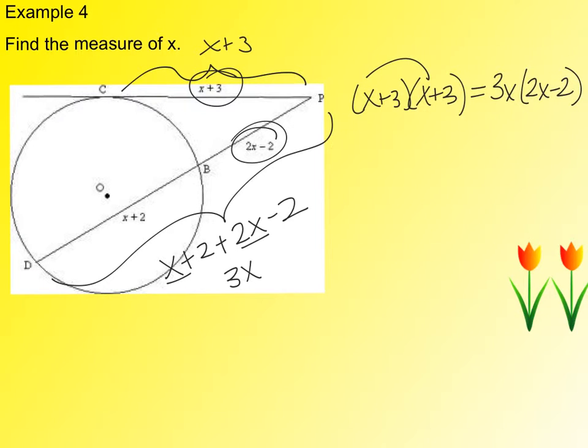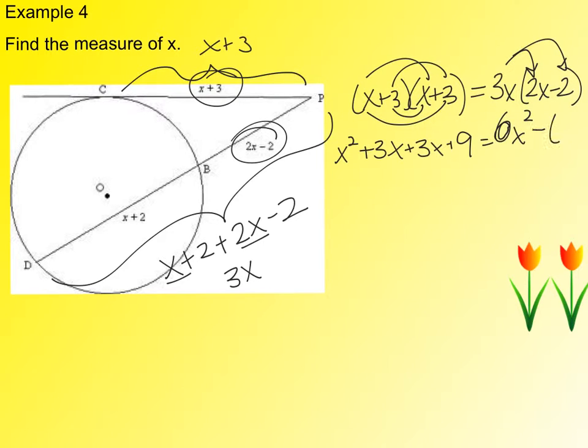I'm going to FOIL over here. So first terms I have x squared, outside I have 3x, inside I have 3x, and last I have 9. I distribute over here, and I have 6x squared minus 6x. I notice that I have these x terms, so I'll combine them. X squared plus 6x plus 9 is equal to 6x squared minus 6x.